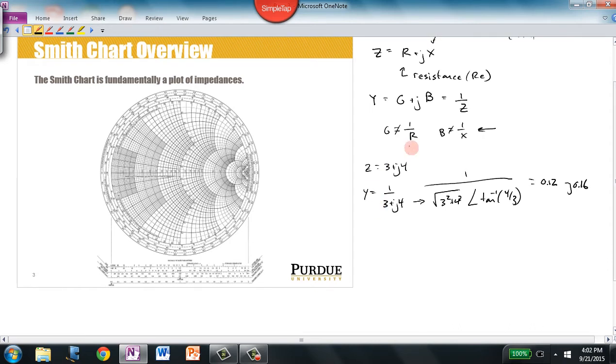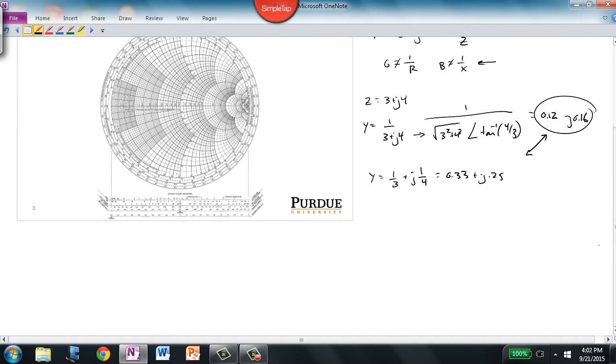And if we were to do it this other way, using these formulas, which is not the right way to do it, we would get Y is equal to 1 over 3 plus J times 1 over 4, which would be 0.33 plus J0.25. We notice that they're not the same numbers, this being the correct result. So just make sure you're aware of that.